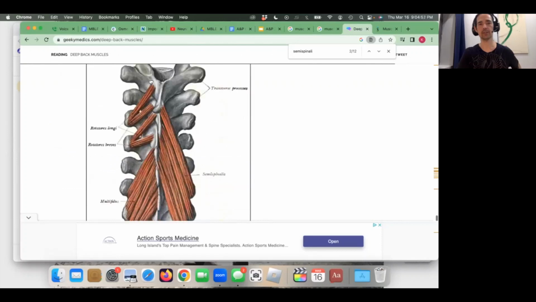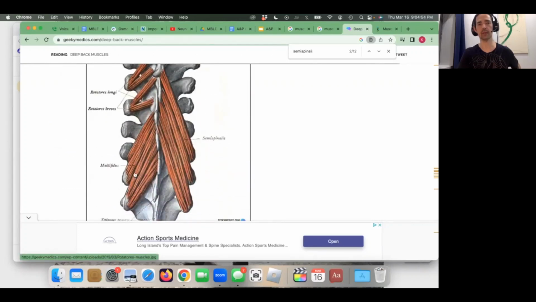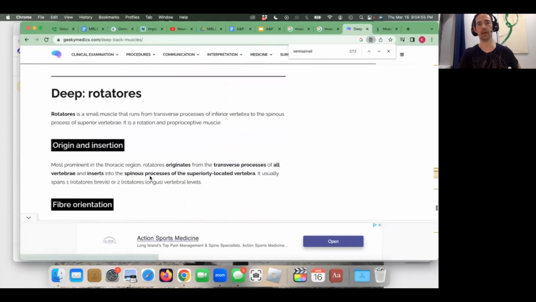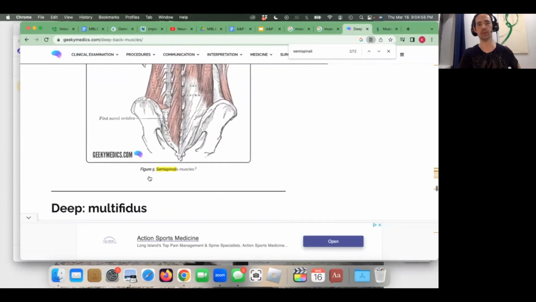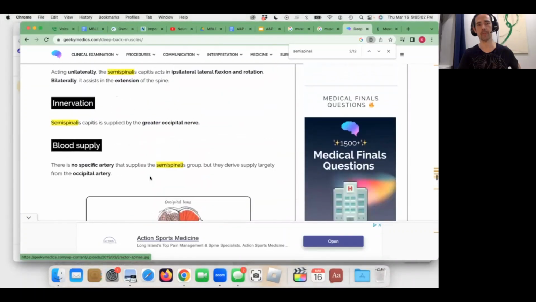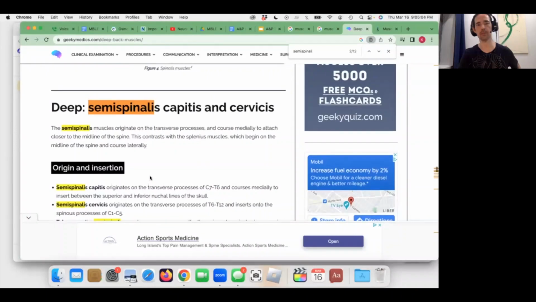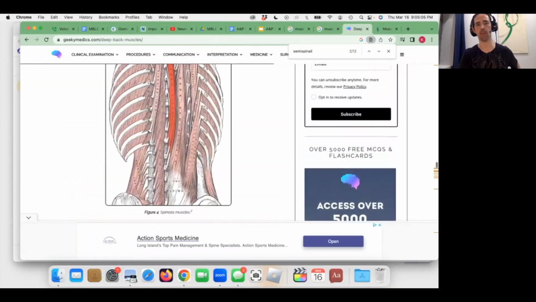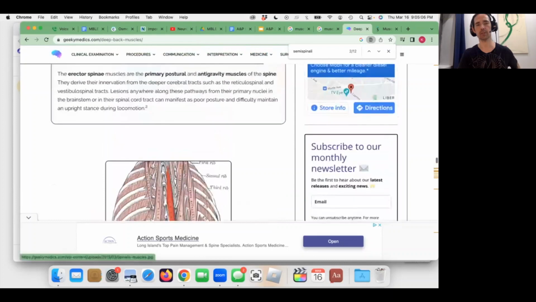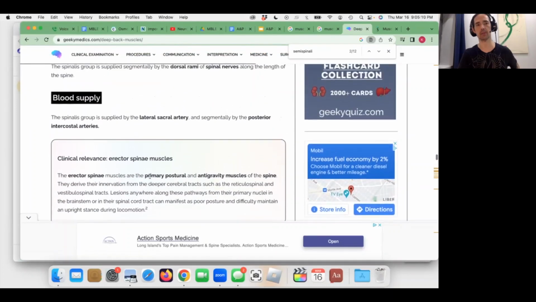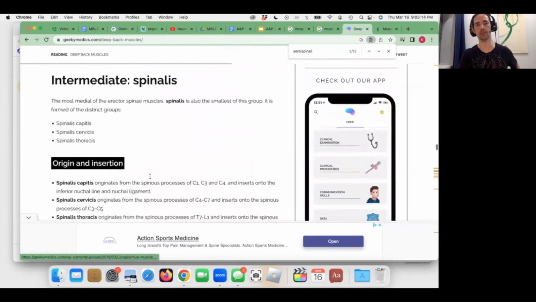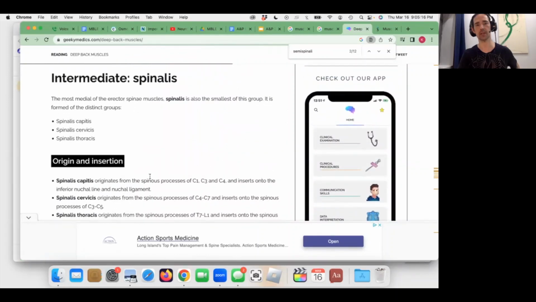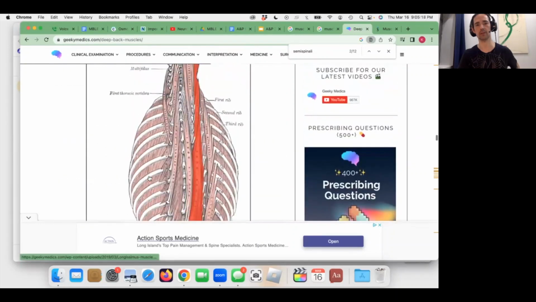Okay, so the deep muscles: the rotatores, the multifidi, and the semispinalis. Rotatores, semispinalis, and multifidi. And then the middle is the "I love sex." Sex is spinalis. Love is longissimus.